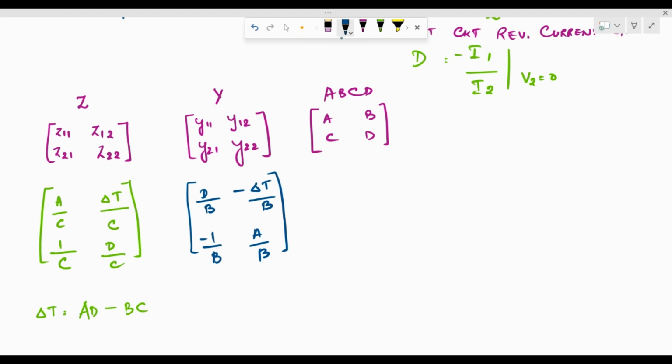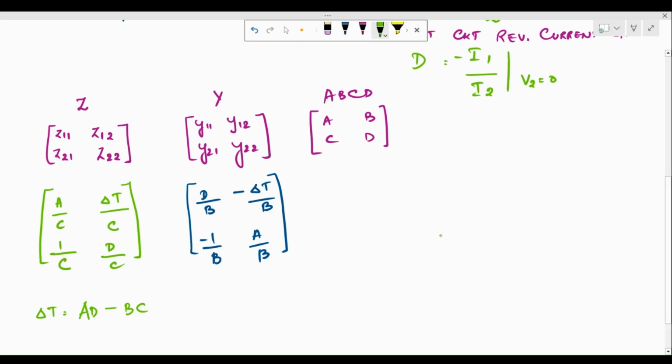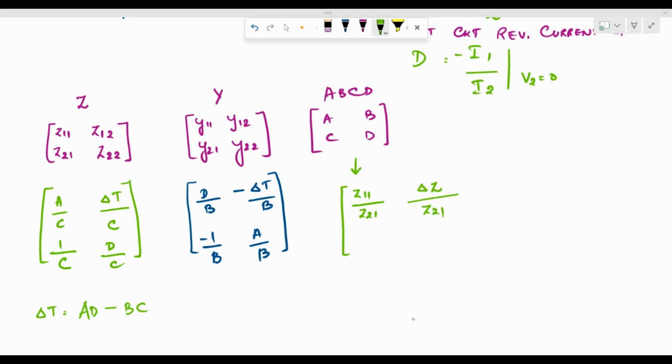And here again, delta T is going to be AD minus BC. We can write the ABCD parameters in terms of the Z and Y parameters also. So in terms of the Z parameters, Z11 by Z21 is going to be A. Delta Z by Z21 will be B. 1 by Z21 is C. And Z22 by Z21 will be D.